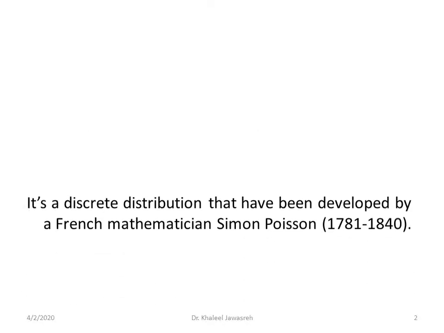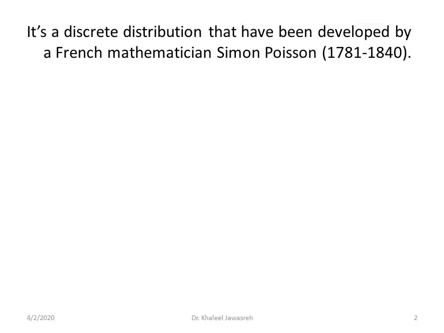The Poisson distribution, as we see here, is a discrete distribution that was developed by a French mathematician. His name is Simon Poisson. So the name of this distribution came from the mathematician who discovered it, and he lived for about 59 years, born in 1781 and passed away in 1840. He is a French mathematician who developed this distribution, and we do need to start talking about it.